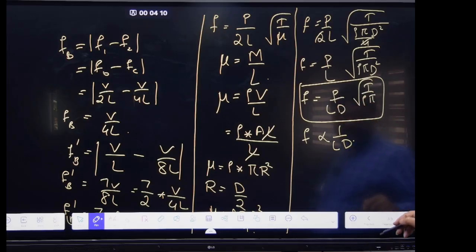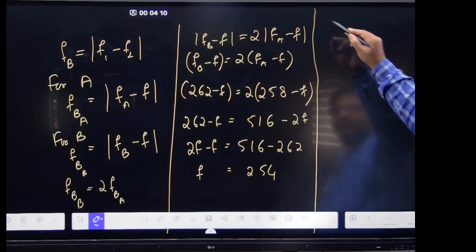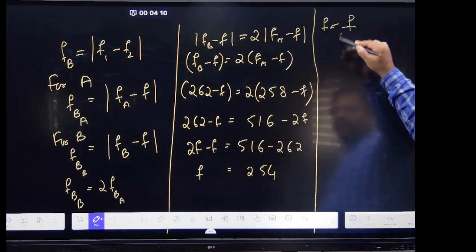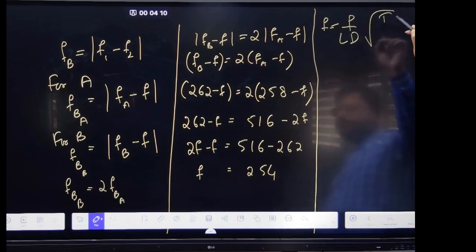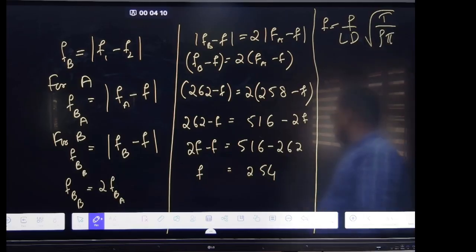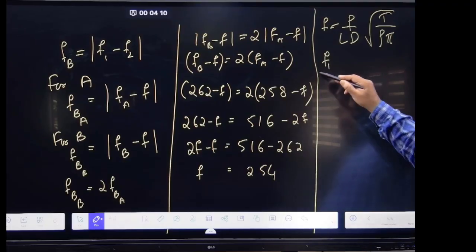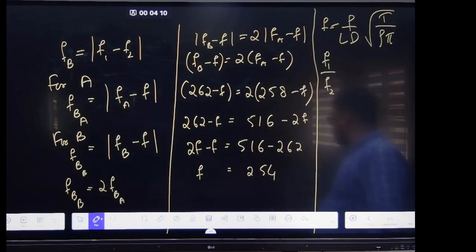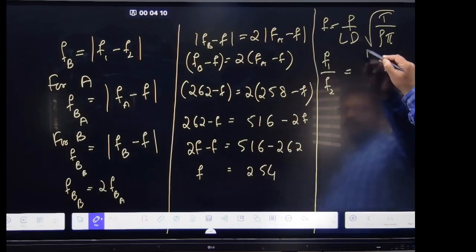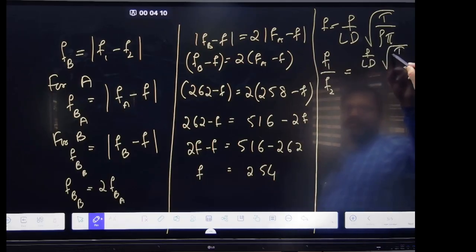So here we can say F is equal to P by LD into root of T divided by rho pi. Correct? Now let me take F1 by F2. That is equal to P divided by LD into root of T divided by rho pi.